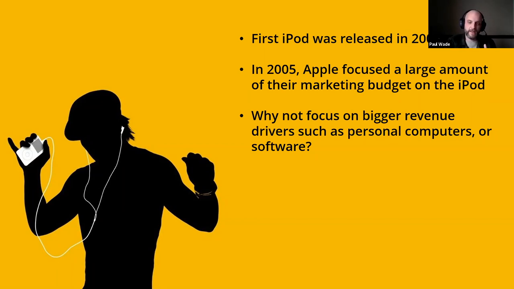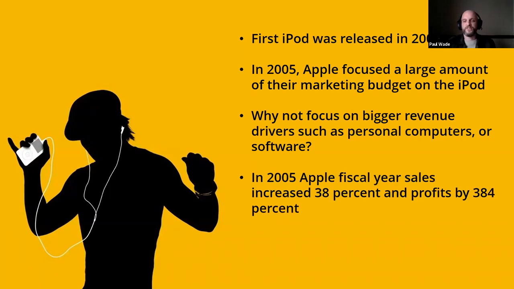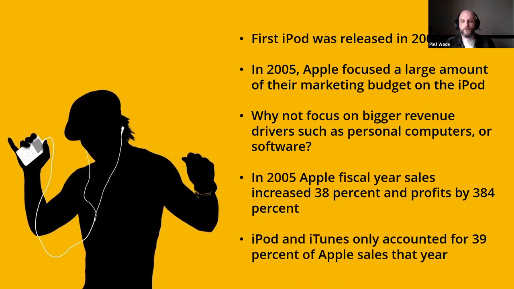What ended up happening that year in 2005, Apple's fiscal year sales increased 38% and profits by 384%. Huge increase. And more interesting than that is that iPod and iTunes only accounted for 39% of Apple sales that year. So you had a 38% increase in overall sales and a profit increase of nearly 400%, and where you focused all your marketing only accounted for 39%. And this is the halo effect in action.